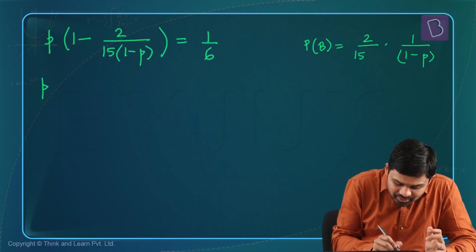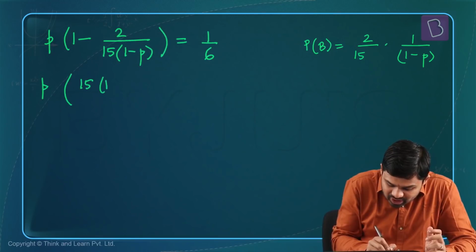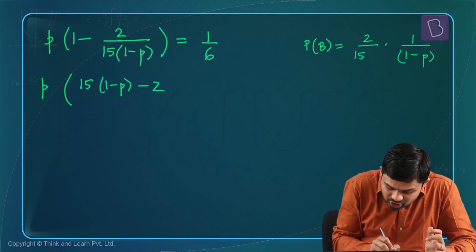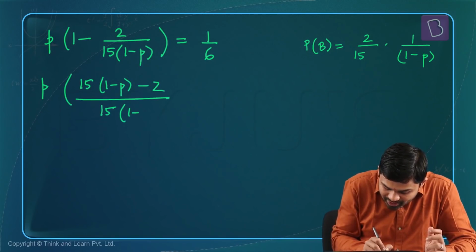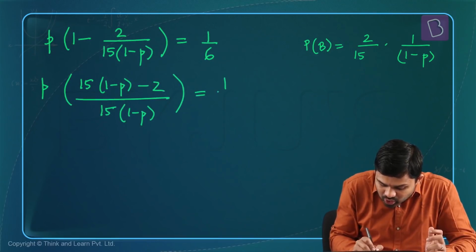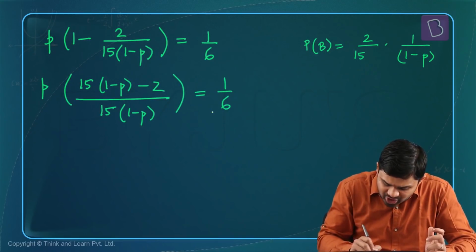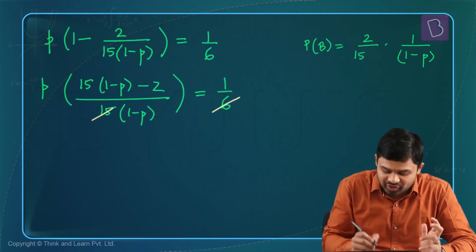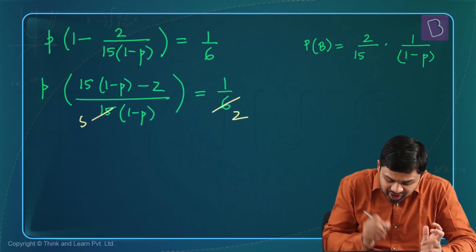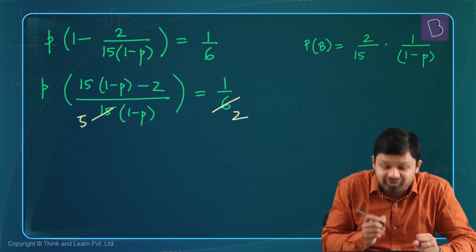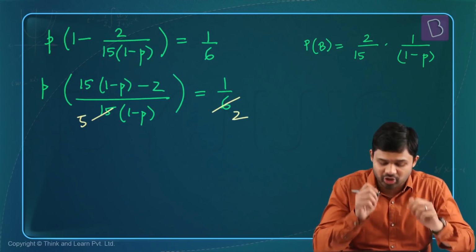So what we get is p multiplied by (1 minus 2 divided by 15 times (1 minus p)) to be equal to 1/6. Let's do a little bit of simplification. This 6 cancels with the 15, so you get 2 here and a 5 here. So what you actually have is a 15 minus 2 in the numerator. That's going to give you a 13.